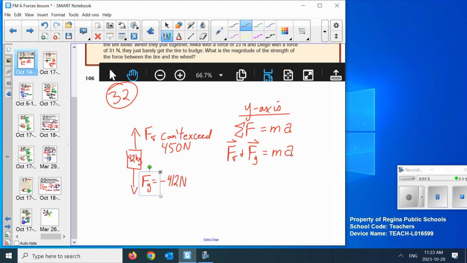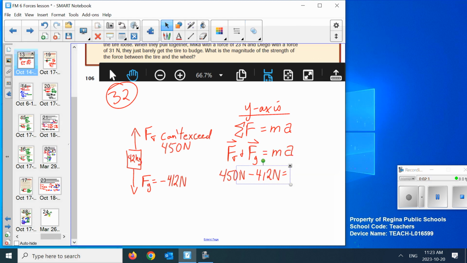I'll sub in there. We're going to use 450, and it's already at negative 412. The mass was 42 kilograms. We're trying to find the acceleration. So that's just arithmetic. Is that what we had set up? 38 newtons?